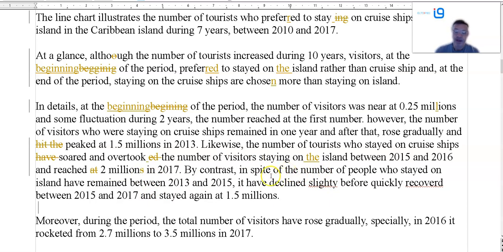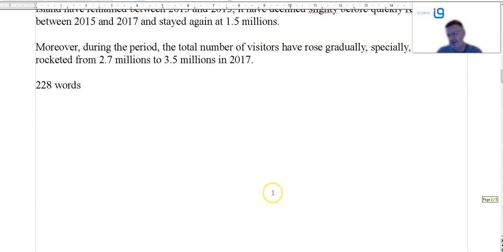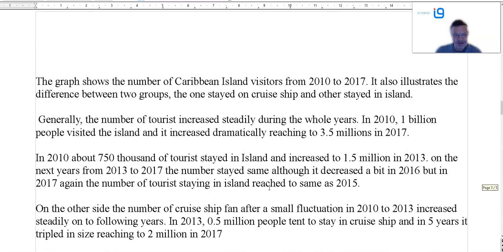So, by contrast, in spite of, well, you've got a contrast one here by saying by contrast. So you don't need in spite of, because it's a contrast anyway. So by contrast, the number of people who stayed on the island have remained what? Remained the same? And right, so again, it's a bit of a jumble, right? It's not very clear at all.